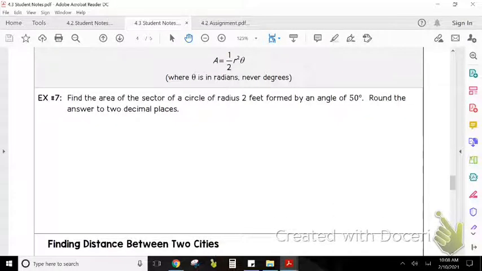All right, so example 7 says find the area of a sector of a circle of radius 2 feet formed by an angle of 50 degrees. Round your answer to 2 decimal places. All right, so we're at the area of the sector. So we know we're using the area is equal to 1/2 r squared theta.